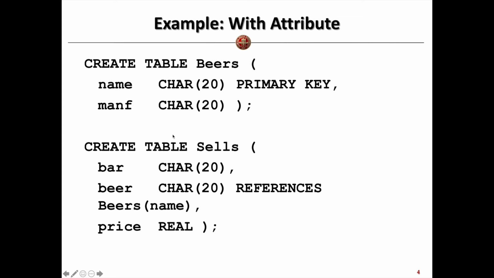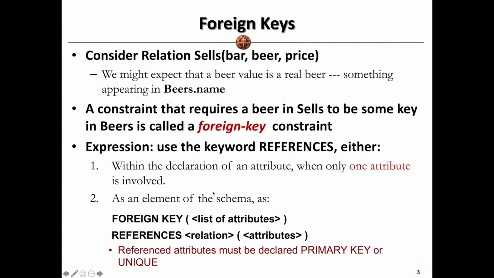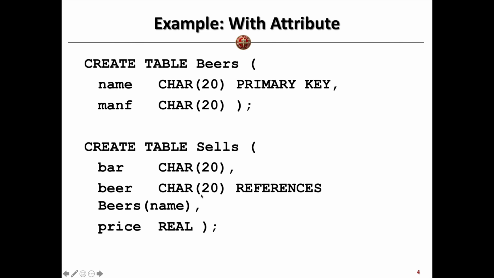If you still remember, we created beers table before, right? We have a beer name, it's a primary key, and we have a beer manufacturer. Both of them, they are char 20. And based on beers, we can create that sales table, the bar char 20, beer char 20. Here we use the first way for representing this foreign key within the declaration of attribute. We just follow this attribute, we declare it as a foreign key, referencing the beers.